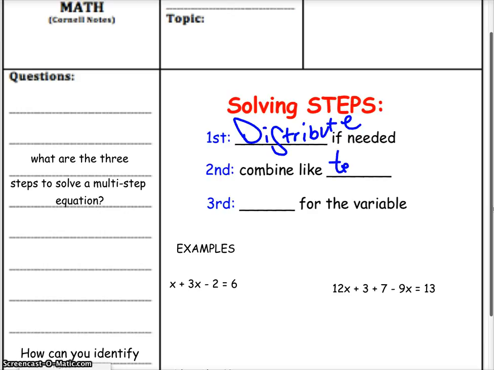Then you combine like terms if you have to. And then you solve. So you really have three things. Distribute, combine, solve.